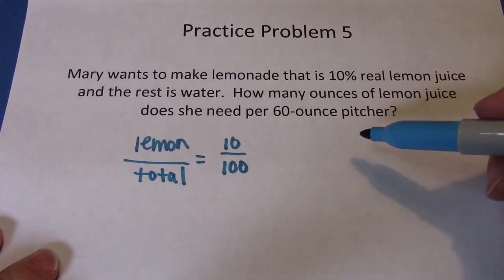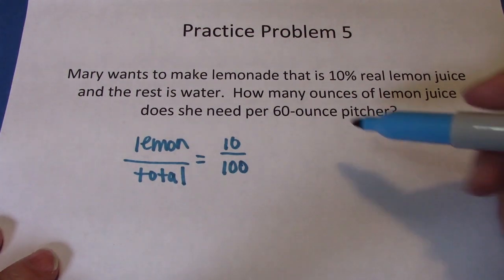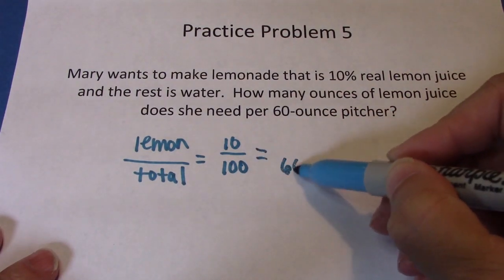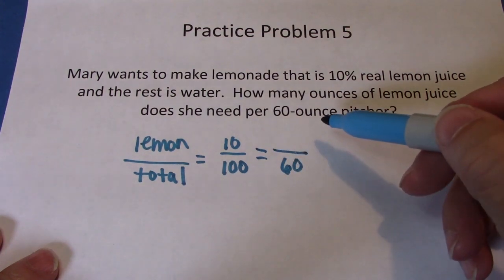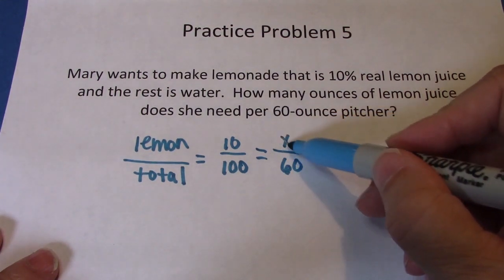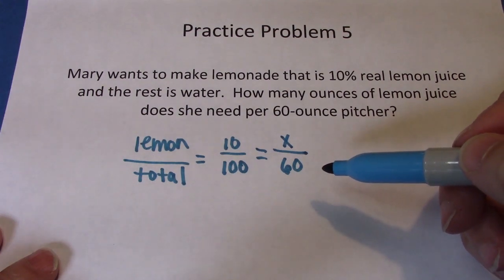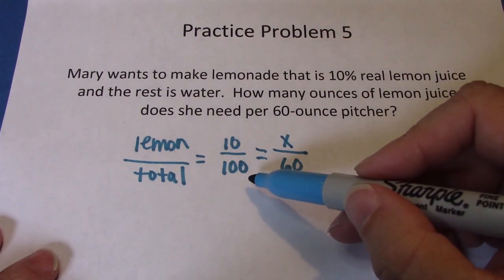Okay? And now we'll apply that to the rest of the problem. So she's going to make 60 ounces, and how much lemon juice does she need to be 10%? So now we can cross multiply.